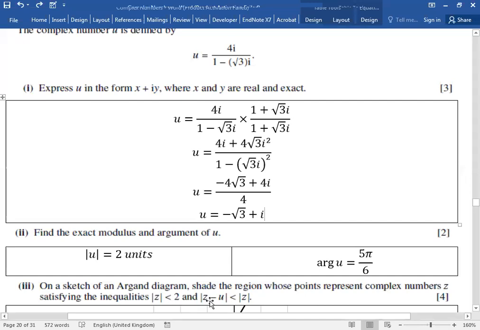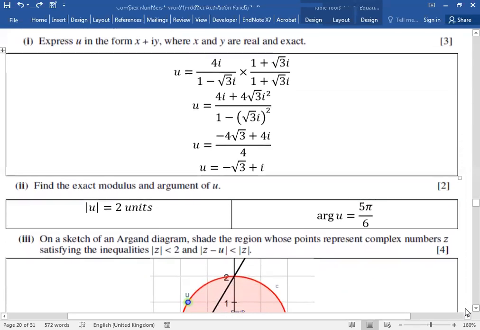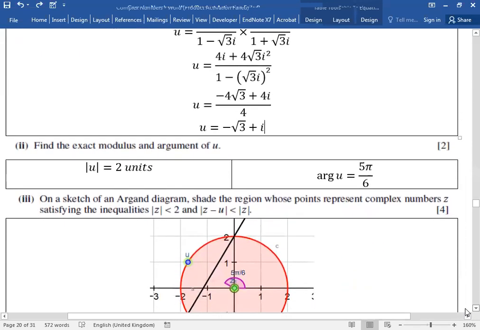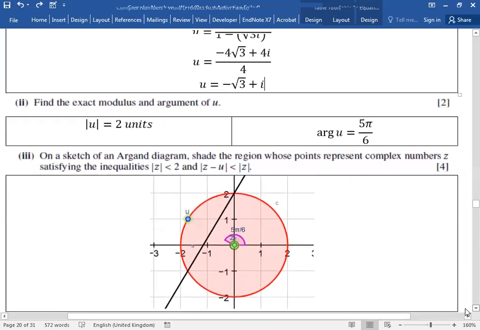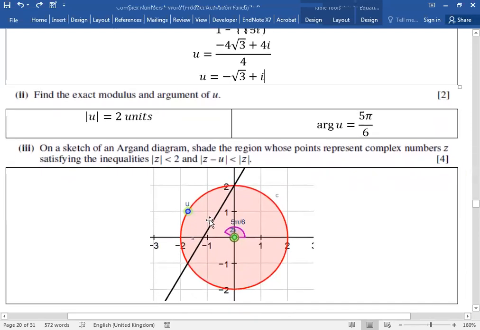And what about this? Distance of z from u is lesser than distance of z from the origin. So we'll be making a perpendicular bisector between origin and u. Now, where will z lie? It has to be inside the circle, and its distance from u is lesser. So again, on the left of this, this is the region where we will find z. This is the region that you eventually shade.